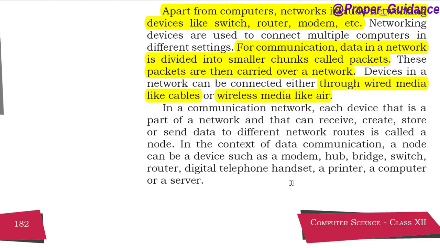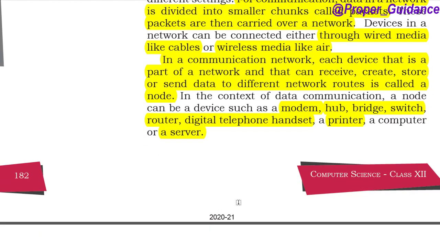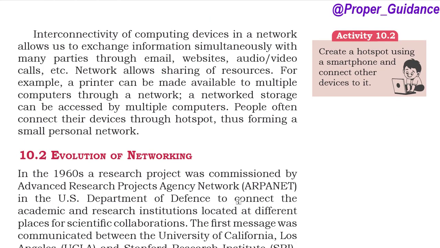In a communication network, each device that is part of a network and that can receive, create, store or send data to different network routes is called a node. This is the definition of node. In the context of data communication, a node can be a device such as a modem, hub, bridge, switch, router, digital telephone handset, a printer, a computer or a server. Clear?